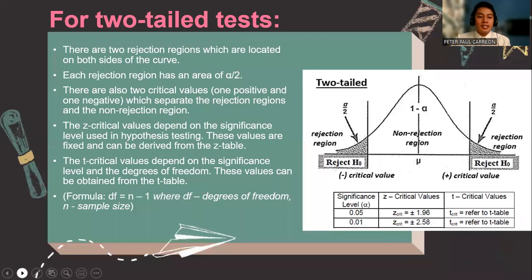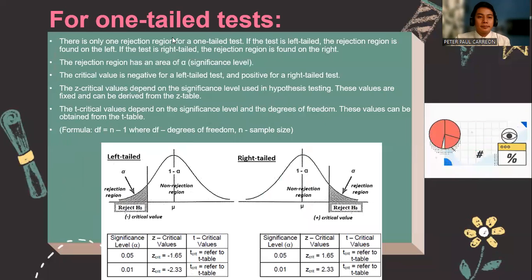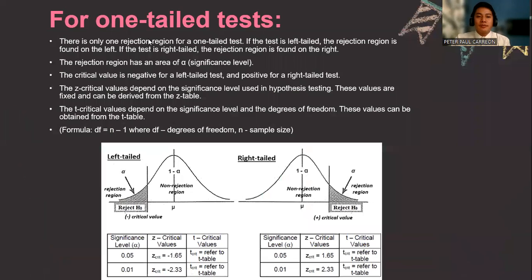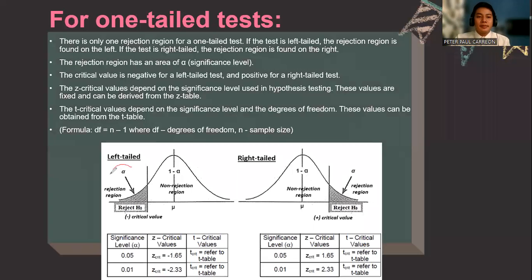For a one-tailed test, there is only one rejection region, and it is represented by alpha. This is the area of the rejection region, and it also shows our significance level, which is our alpha. This is the area wherein we reject the null hypothesis.